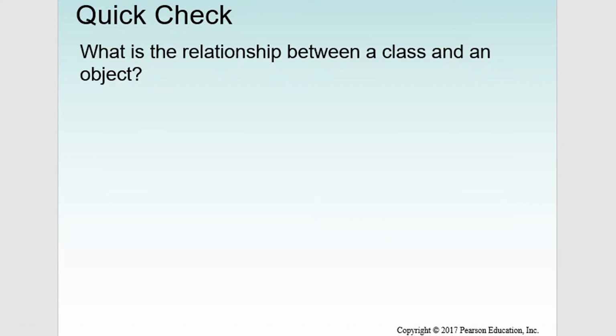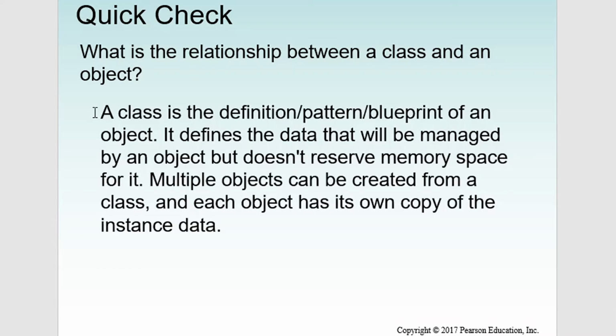Quick check. What is the relationship between a class and an object? A class is the blueprint of the object. The object is an instance of the class, and that's what we have in memory. We can have multiple objects from the same class. A class is the definition pattern blueprint of an object. It defines data that will be managed by an object but does not reserve memory space for it. Multiple objects can be created from a class, and each object has its own copy of the instance data.